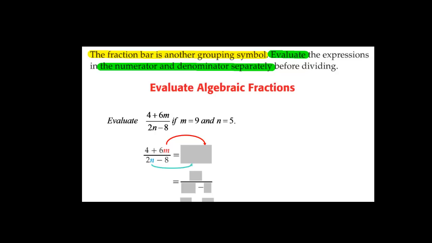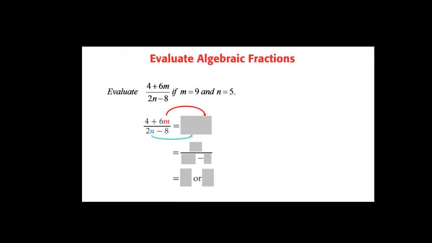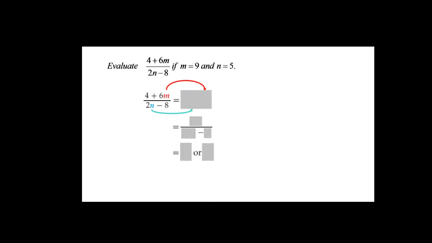This one tells us that m is equal to 9 and n is equal to 5. So we want to go ahead and evaluate this expression. So we're going to substitute in first. Instead of the letter m, we are going to put the number 9. And wherever you see the letter n, we are going to put the number 5.